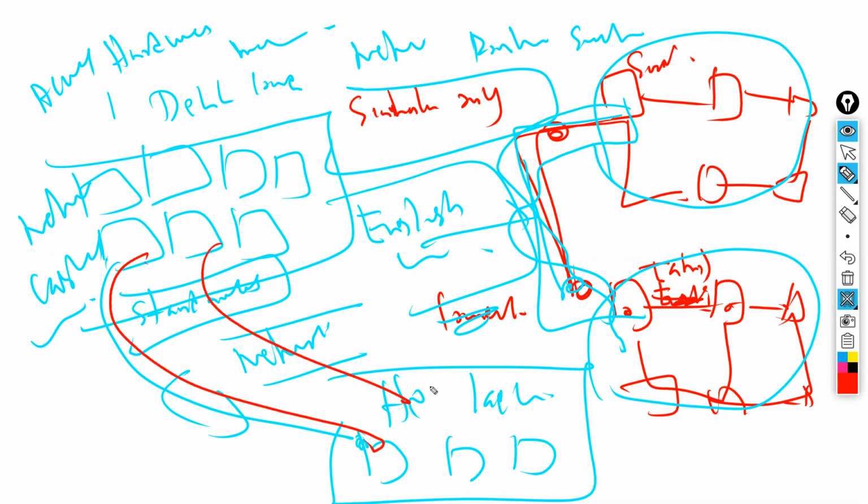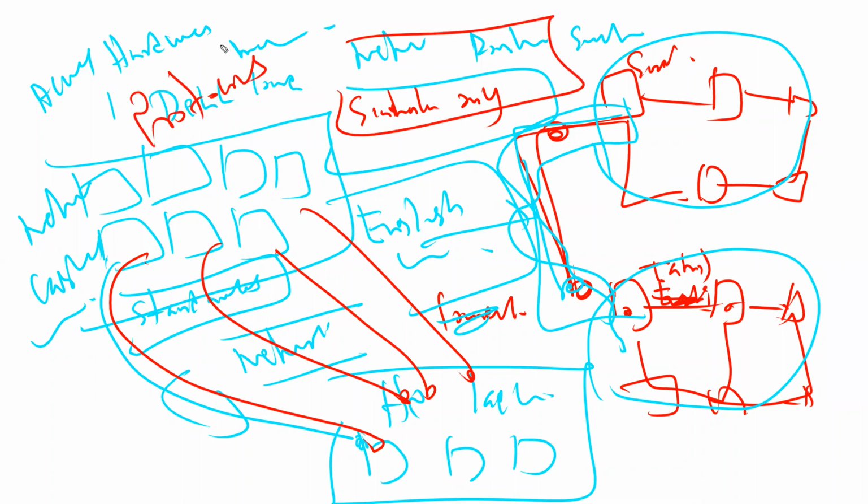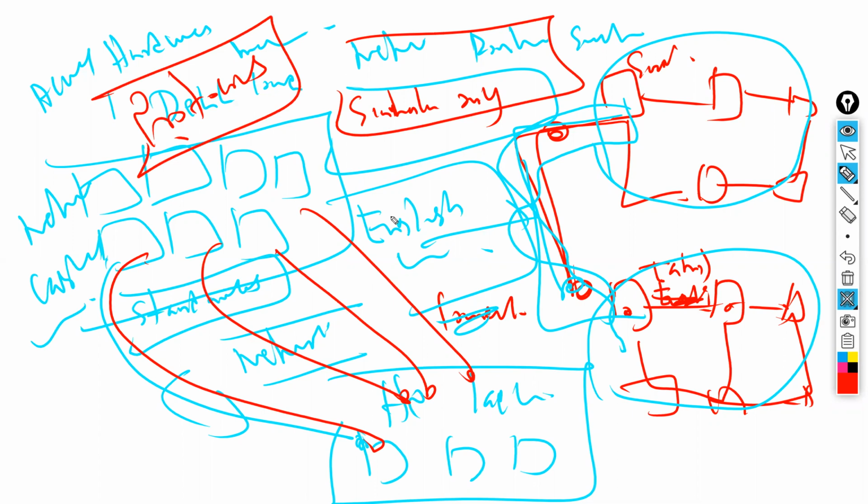They can't just make whatever they want, baba, right? They can't create their own. They have to follow the instructions, follow the guidelines. What guidelines? Protocols. Got it? Yeah. Then only they can communicate. I think you got the point.